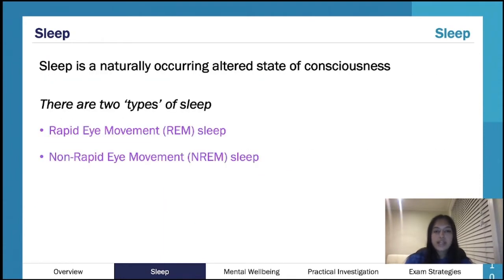Okay, so we talked about this idea of it being defined as a naturally occurring altered state of consciousness. So we then have the two types of sleep. We've got our REM, so our rapid eye movement sleep, and our NREM, which is our non-rapid eye movement. So very much in the name.